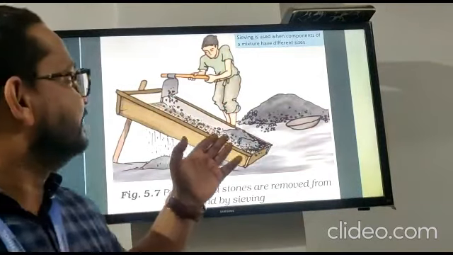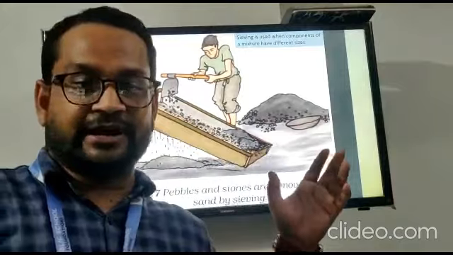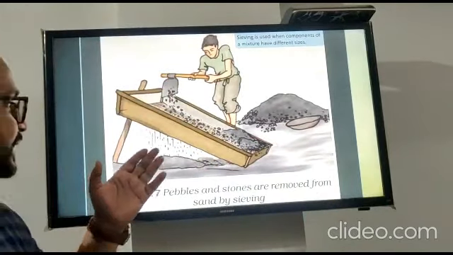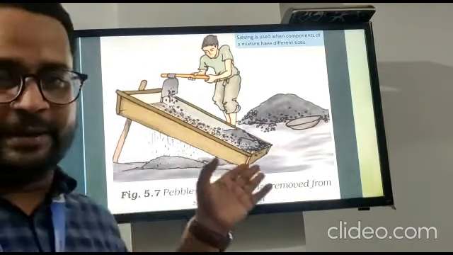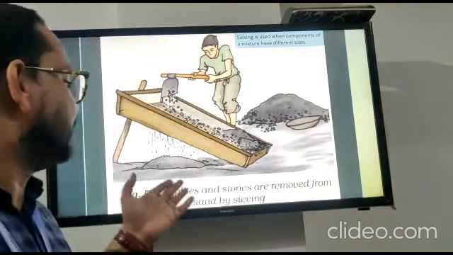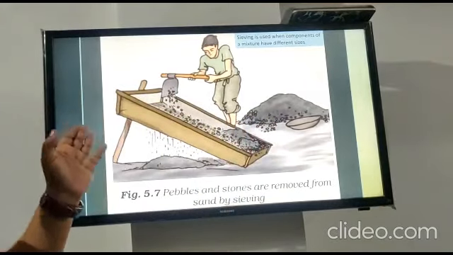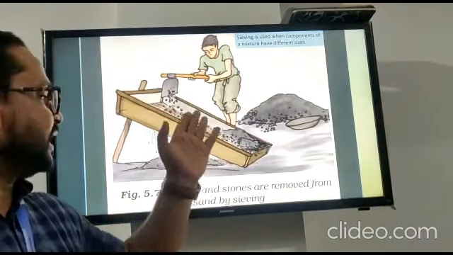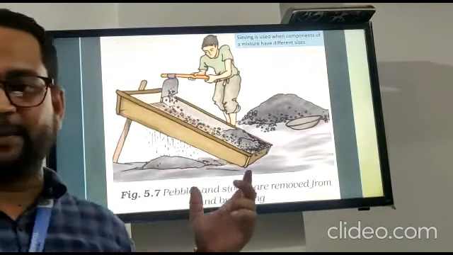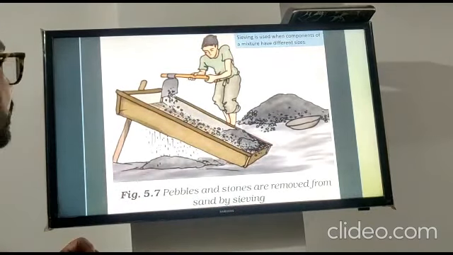Now you can see sieving is used when components of a mixture have different sizes. You can see when you build your home, that process is done by the laborers. You can see the pebbles and stones are removed from the sand by sieving. That is also a separation of the pebbles and stones from the sand. That process is also called the sieving process. Okay.